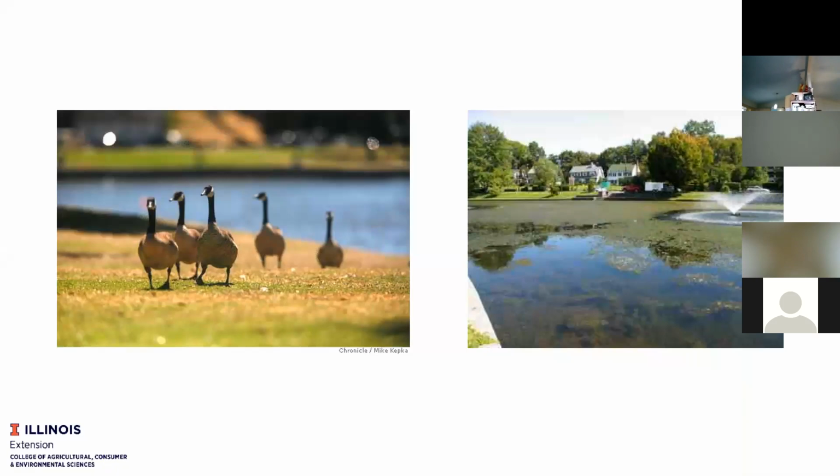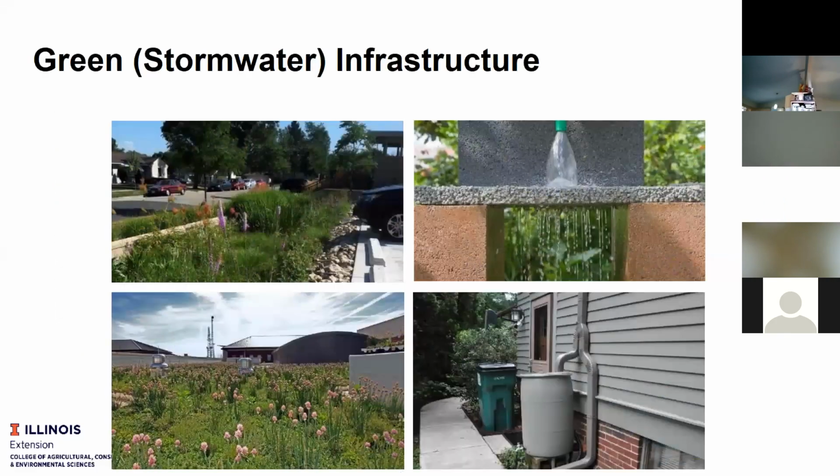Ponds can bring in geese, and lots of geese can bring lots of you-know-what, which raises bacterial counts. On the right is a typical subdivision pond, which has not been very well maintained, has a myriad of issues, including sedimentation and algae. So it's helpful to have another kind of solution. And that's our next category, which is green stormwater infrastructure.